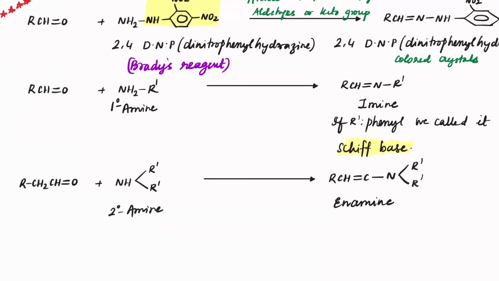Similarly, if you have an aldehyde reacting with a primary amine, this H2 and O can be released and convert that into imine form. Correct. So if R dash is the phenyl, we call it the Schiff base. So this is an imine form, an N-alkyl imine.